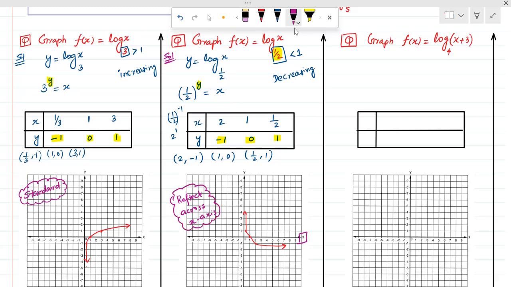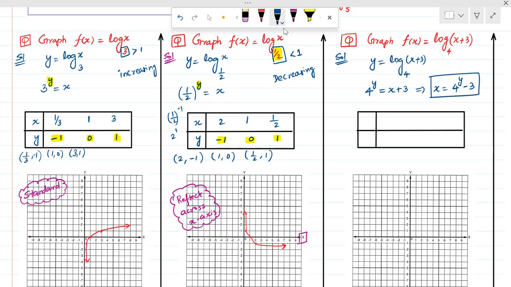The next one: given the function f of x equals log of x plus 3, base 4. The x plus 3 is inside the function. Now I will go with the same thing. y equals log base 4 of x plus 3. How will you convert it into exponential form? 4 raised to the power y equals x plus 3. Now when I move the plus 3 here, x is equal to 4 to the power y minus 3. So this is the perfect form.